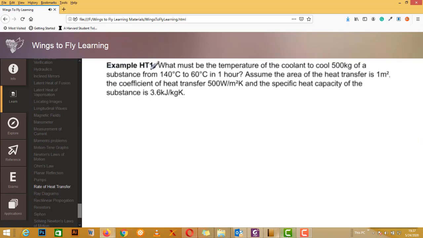Example, heat transfer 1. What must be the temperature of the coolant to cool 500 kilograms of a substance from 140 degrees Celsius to 60 degrees Celsius in 1 hour? Assume the area of heat transfer is 1 meter squared. The coefficient of heat transfer is 500 watts per meter squared Kelvin, and the specific heat capacity of the substance is 3.6 kilojoules per kilogram Kelvin.